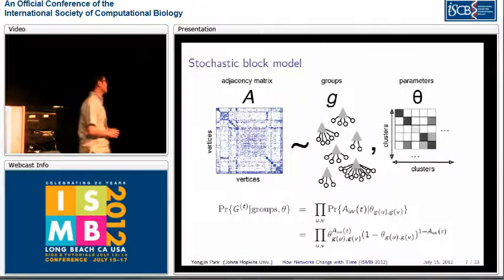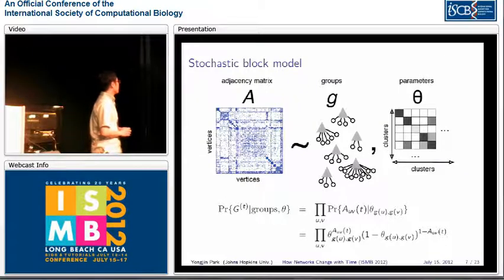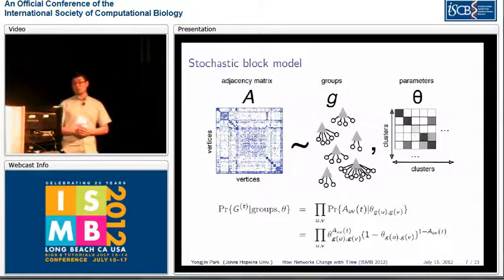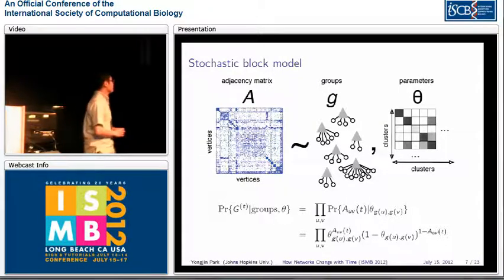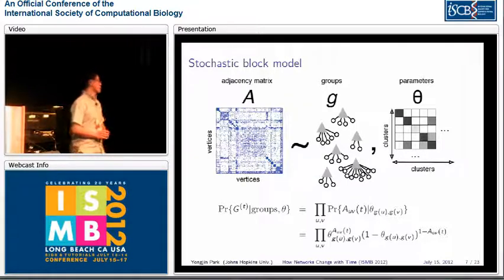The stochastic block model is a generative model. It generates an adjacency matrix, which is the network, given group structures and block parameters. Usually the block parameters are much smaller than the adjacency matrix. The adjacency matrix sits in O(V squared), where V is the number of vertices, and the block parameters are usually O(K squared), where K is the number of groups.